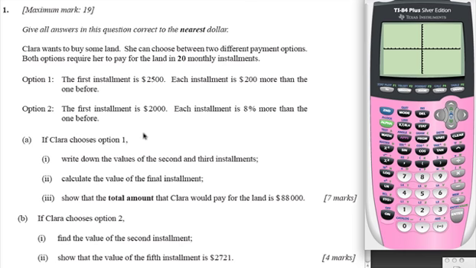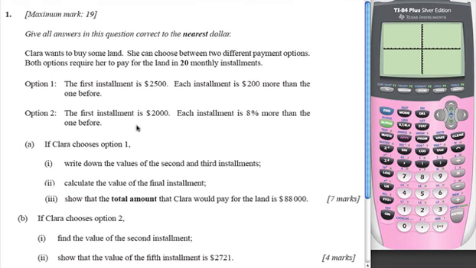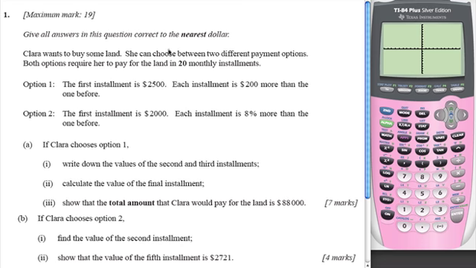So starting at 2,500, this one we could probably quickly just do in arithmetic. If the first installment is 2,500 and the next installment is 200 more than that, then the next one will be 2,700, and then 2,900, and so on. So we can circle 2,700 and 2,900. Since the command term is just write down, we can simply have 2,700 and 2,900.